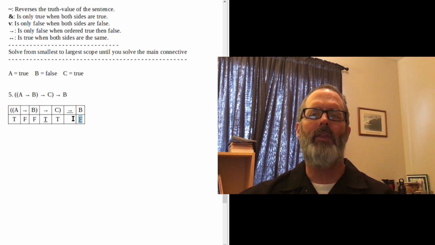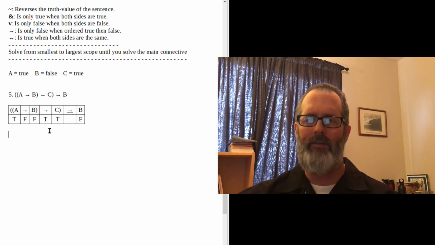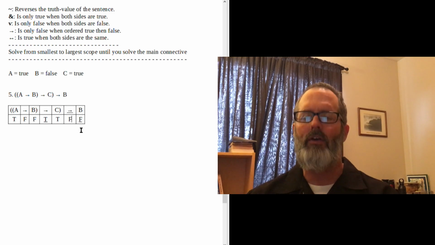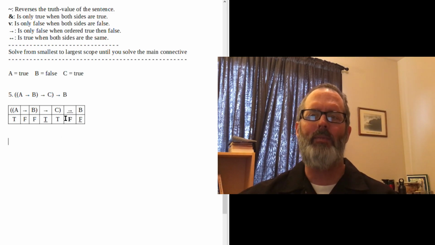I am solving for the main connective, the conditional. A conditional is only false when ordered true then false. And what do we have? We have a true then false case. So the final value under this main connective is false. I circle that if I'm working on paper. That is my final value. That is the value for the whole sentence in this condition.